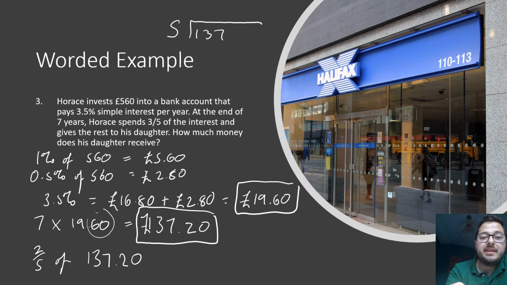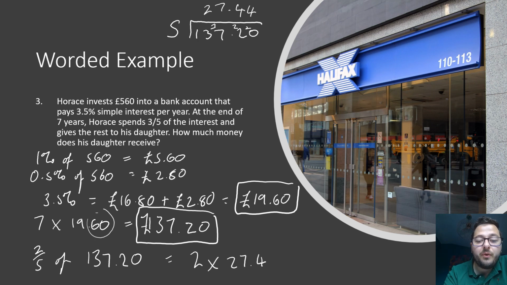£137.20. How many 5s go into 1? None. How many 5s go into 13? 2, remainder 3. How many 5s go into 37? 7, remainder 2. How many 5s go into 22? It's 4, remainder 2. And how many 5s go into 20? It's 4. So 1/5 is £27.44. So 2/5 is going to be 2 times 27.44, which is £54.88.